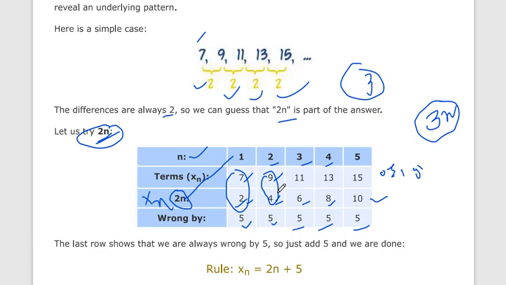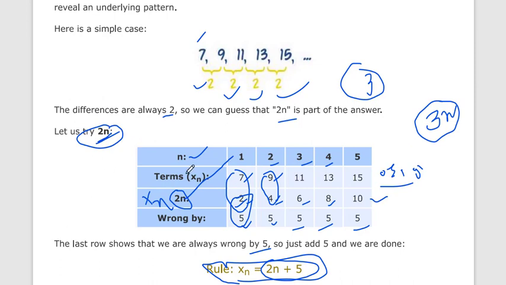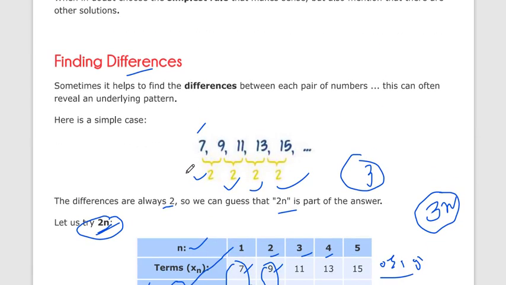So now if we add 5 to 2n, 2n plus 5, we can get the original sequence. Yes or no? Yes. Now if we add this 5, 2n plus 5, you can get the original sequence. So with this trial and error method, we have to find the rule of any sequence.